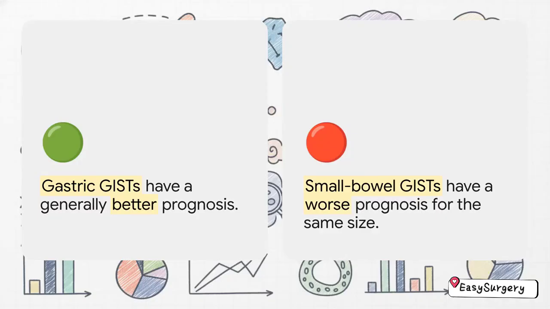Now, what's really interesting here is how powerfully location influences the outcome. A key principle to remember is that gastric GISTs generally have a way better prognosis compared to small bowel GISTs. So what does that mean for you? It means if you're comparing two tumors that are the exact same size with the exact same mitotic rate, the one located in the small bowel inherently carries a worse prognosis. It's crazy, right? Location matters just as much as the physical characteristics of the tumor itself.